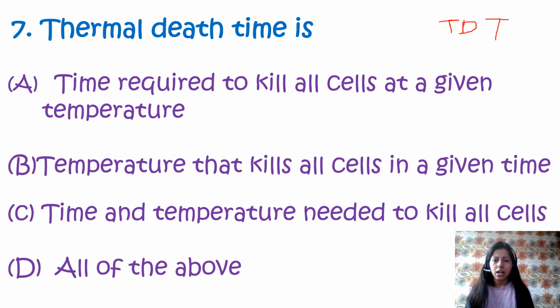So thermal death time, it is a term used to describe the time which is required to kill all the vegetative cells of microorganisms in a sample at a given temperature. So ये TDT, that is thermal death time, is used to describe the effectiveness of sterilization process that is used to high heat, that is example autoclaving के time. So my correct option will be option number B, that is the thermal death time is a temperature that kills all cells in a given time.